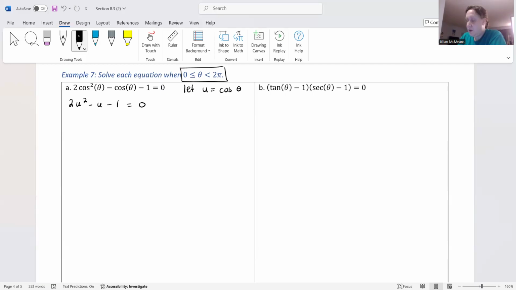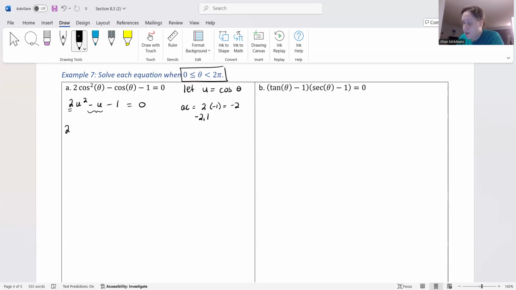Because I have a coefficient on the squared term, I'm going to use what we call the AC method, where I take the coefficient of u squared, so 2. I take the constant, -1. I multiply them, so I get -2. And I want to find two numbers that multiply to give me -2, but then add to be the coefficient of just u. So they need to multiply to be -2 and have a sum of -1. So I could use -2 and 1. So essentially what we do is we rewrite this middle term as two terms, where the two terms have a u and then a coefficient of -2 and then +1.